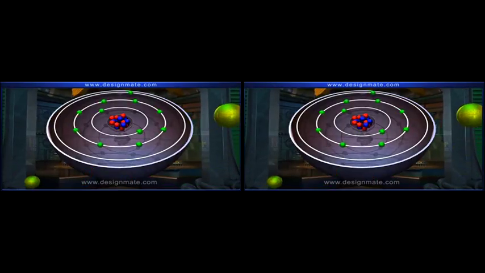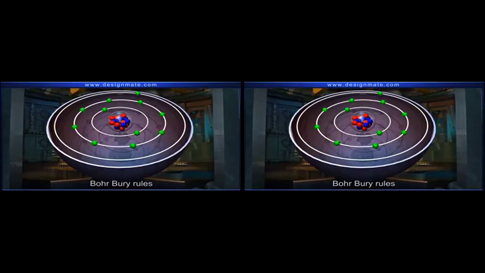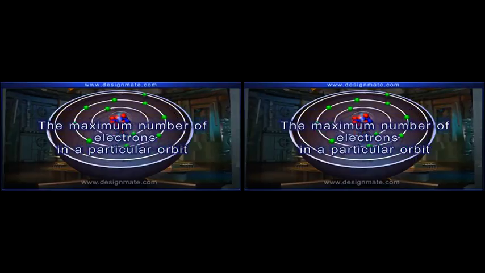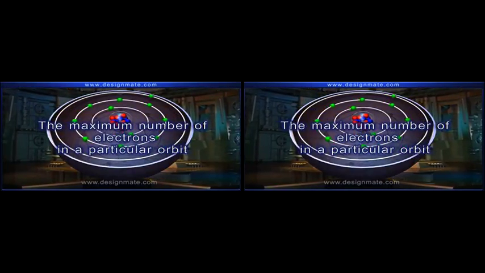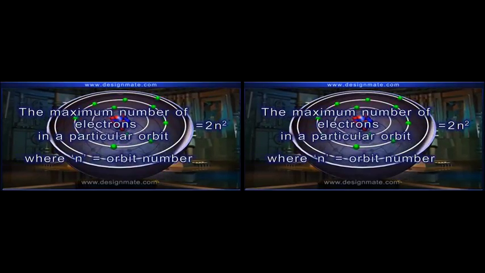Every orbit has a certain capacity to accommodate electrons. According to the Bohr-Bury rules, the maximum number of electrons that can be accommodated in a particular orbit is determined by the formula 2n², where n denotes the orbit number.